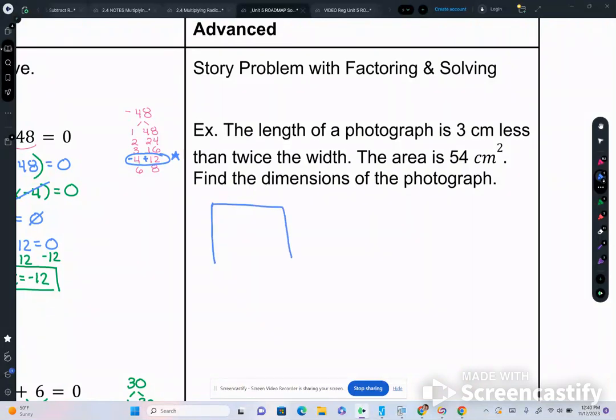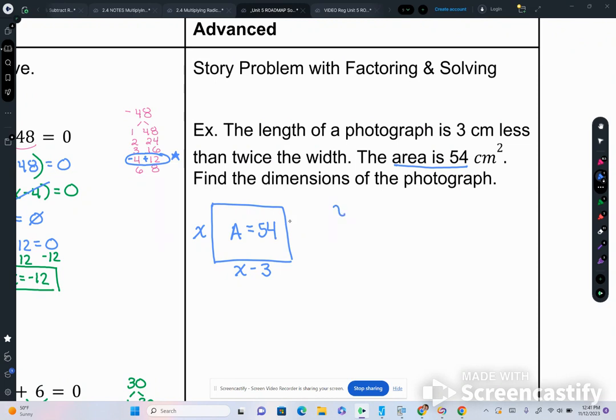So here's our photograph. It tells us that the length of the photograph is 3 centimeters less than the width. So if this is my width, x, the length is going to be 3 centimeters less than that, so it would be x minus 3. And then it tells us that the area is 54. So the area of my whole thing is 54, which, remember, would just be length times width.